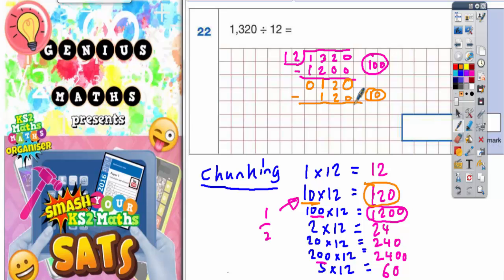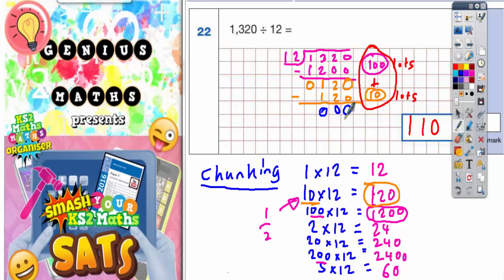And if you take 120 away from 120, you're obviously going to get 0. 0 take 0 is 0, 2 take 2 is nothing, and 1 take 1 is nothing. So we're down to 0, so there's nothing left. Once you've got down to nothing left, all you have to do then is add up your chunks. So we've subtracted 100 lots of 12, and we've subtracted 10 lots of 12. So altogether, if you add these together, that's 110 lots of 12. So the final answer is 110. So there are 110 lots of 12 in 1320.